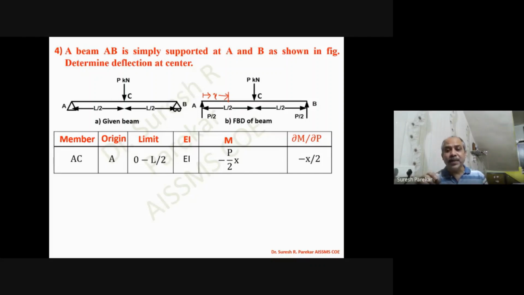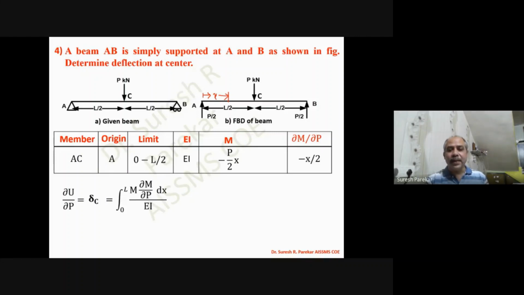In the case of Macaulay's method, you have to go in one direction only. You cannot change the direction. But in the strain energy method or Castigliano's first theorem, partly you can write from the left, partly you can write from the right. This we have already seen in Castigliano's second theorem, and that same concept we are going to apply in Castigliano's first theorem. Now ∂U/∂P, we have delta C.